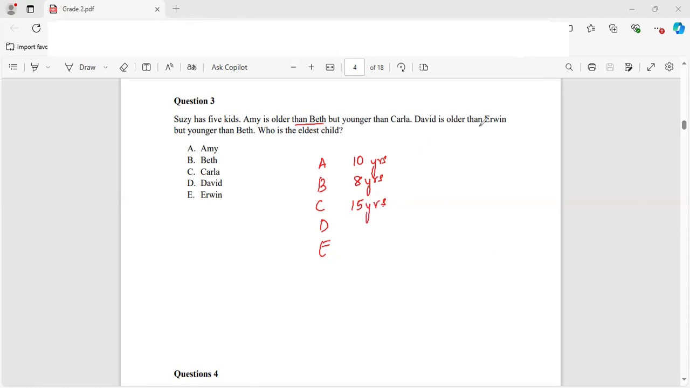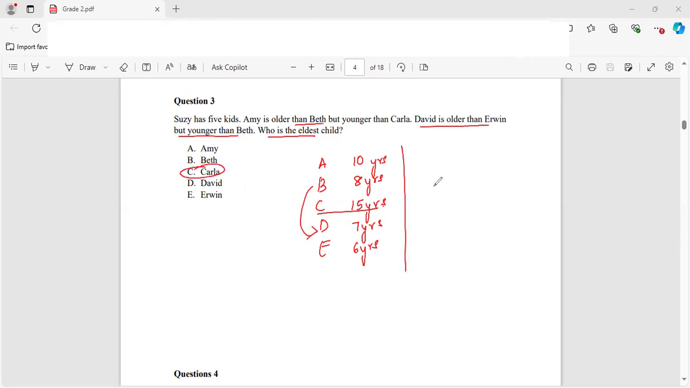Now David is older than Erwin, but younger than Beth. So let's say David is 7 years because he's younger than Beth, but he's older than Erwin. So Erwin is 6 years, 5 years. You can take any number. This is just an example to do it. So who's the eldest? So the eldest is Carla.